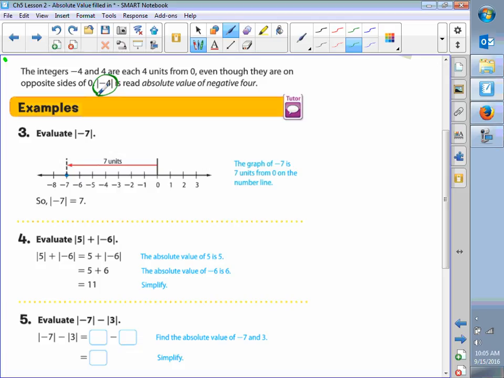Got it? All right. So we want to evaluate the absolute value of negative 7. How many units away from 0 on the number line is negative 7? 7. Very good. Now here we want to evaluate an expression. We want to find what is the absolute value of 5? 5. And then we're going to add the absolute value of negative 6, which is 6. So now we have 5 plus 6, which is 11. Is everybody clear? Yes.